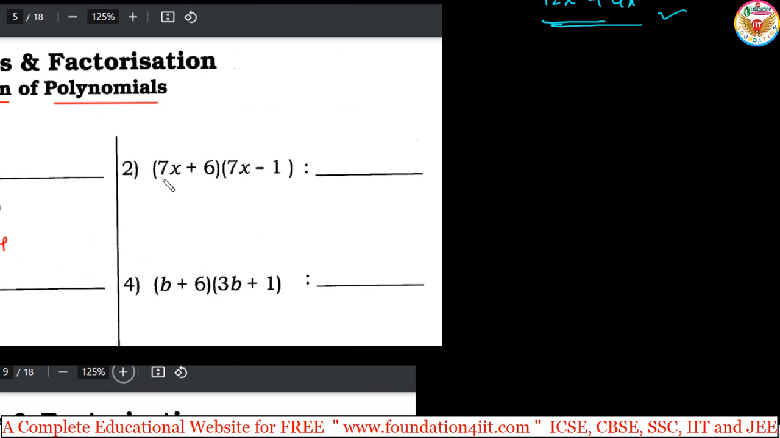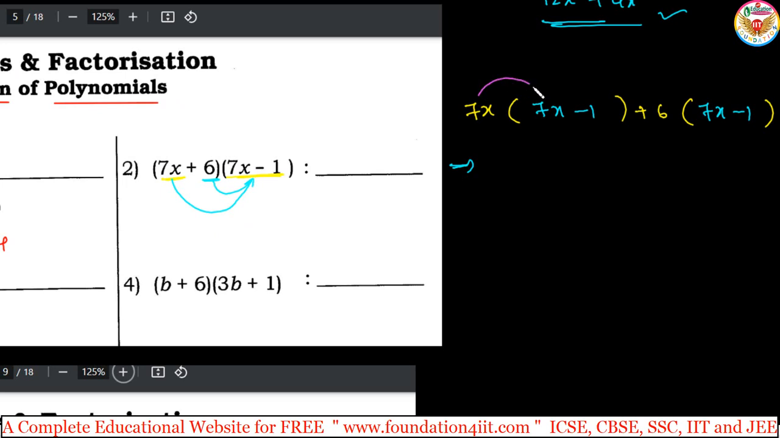Here the first expression is 7x plus 6. So take the 7x. You should multiply this complete second expression. Again take plus 6. Again you should multiply this entire expression. That means 7x minus 1 should be multiplied to each and every term of the first expression. Okay, take 7x, multiply this entire. Take 6, again multiply this entire. Now we can simplify, you'll get the answer.